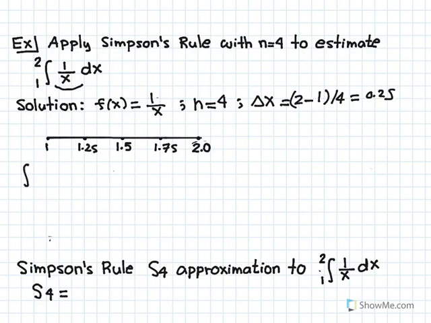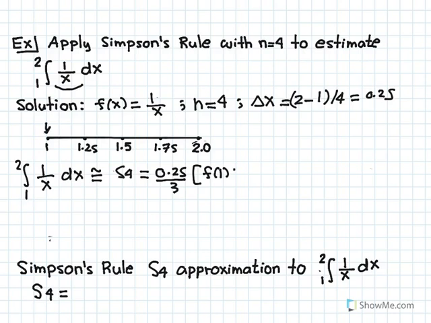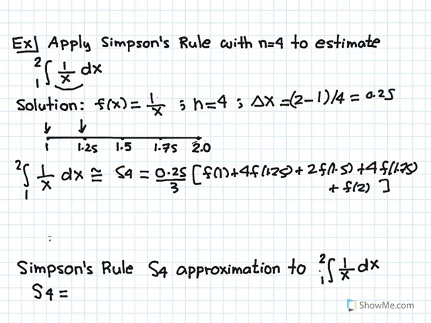So the integral from 1 to 2 of 1 over x dx is approximately equal to S4. That's equal to delta x, which is 0.25, divided by 3, times f of 1, evaluate the function at the x value of 1, plus 4 times f of 1.25, plus 2 times f of 1.5, plus 4 times f of 1.75, and lastly, plus f of 2.